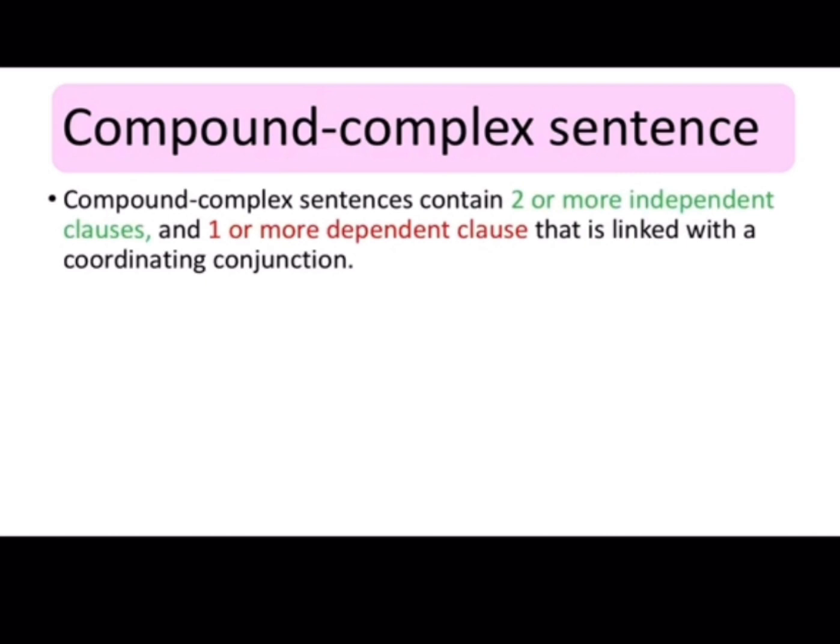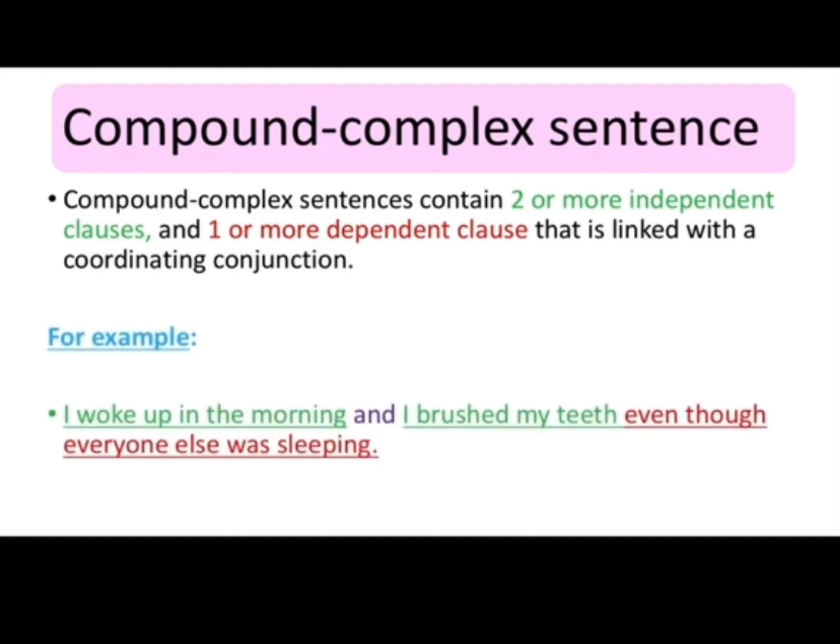Compound complex sentence. Compound complex sentences contain two or more independent clauses and one or more dependent clauses that are linked with a coordinating conjunction. For example, I woke up in the morning and I brushed my teeth even though everyone else was sleeping.